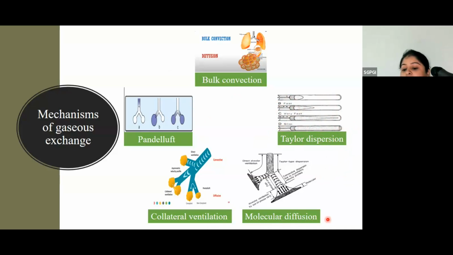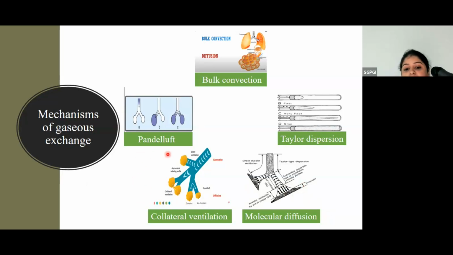Now, molecular diffusion occurs at the level of the alveolocapillary membranes, and this basically shows the diffusion of gases across a concentration gradient, as the inspiratory gas is rich in oxygen and the expiratory gas is rich in carbon dioxide. Collateral ventilation occurs via the pathways between the alveoli. These pathways are also known, which lead to the intercommunications.